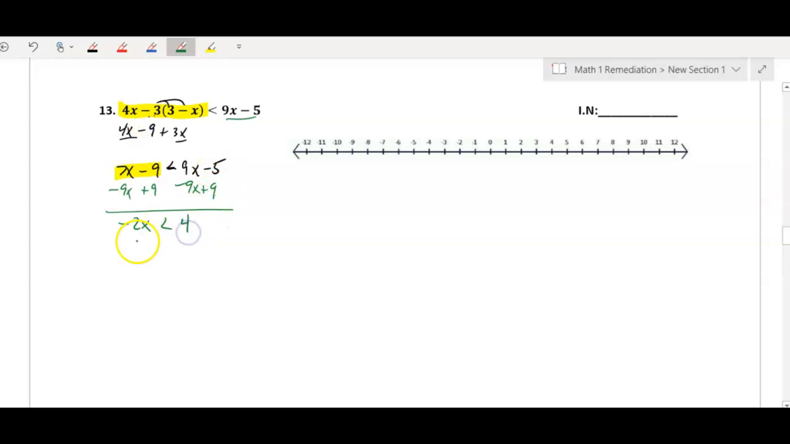Now I can divide both sides by negative 2, and when I divide by a negative, flip the inequality sign, and you would get x is greater than negative 2. I know it's going to be an open dot on negative 2. I'm going to shade to the right because I'm greater than, and my lower bound would be negative 2 to infinity.